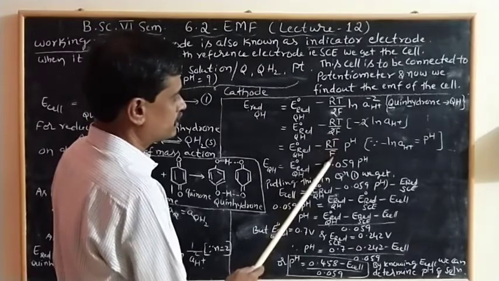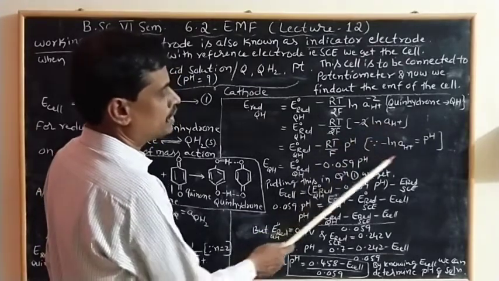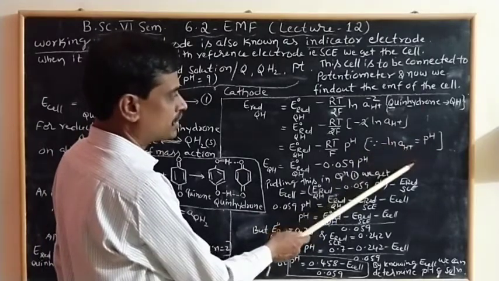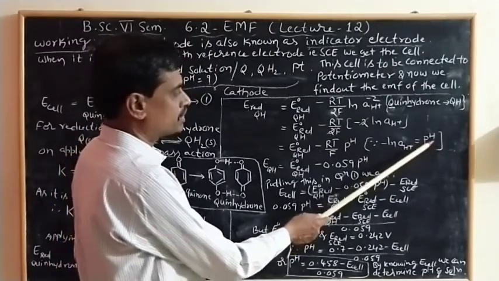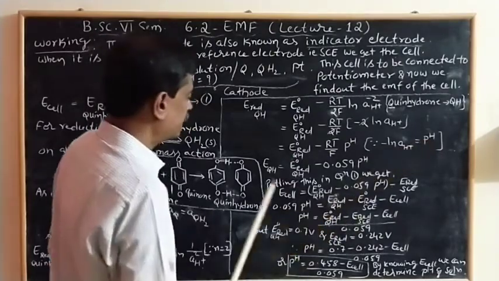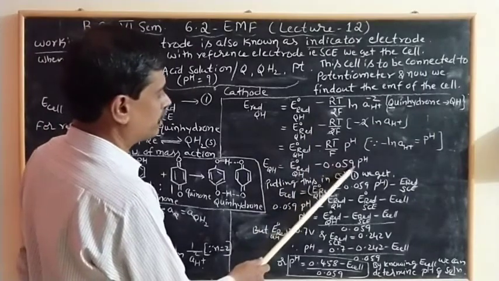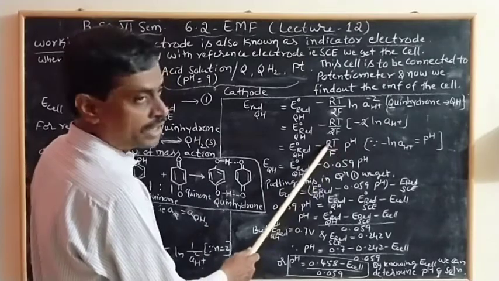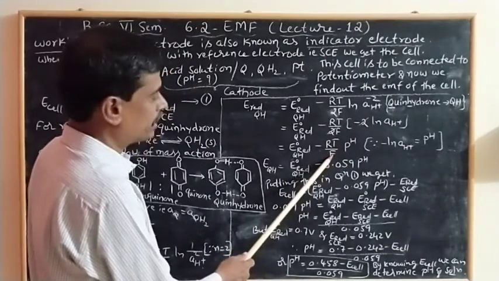F, only F is here, and this is nothing but minus ln a H plus, that is pH, because the formula for pH is either minus ln H plus ion concentration or minus ln a H plus. Both come from the definition of pH. So E QH is equal to E naught reduced QH minus 0.059 pH. After filling in the values of R, T and F, 8.314, 298 Kelvin and 96,500 coulombs, you will get this value.